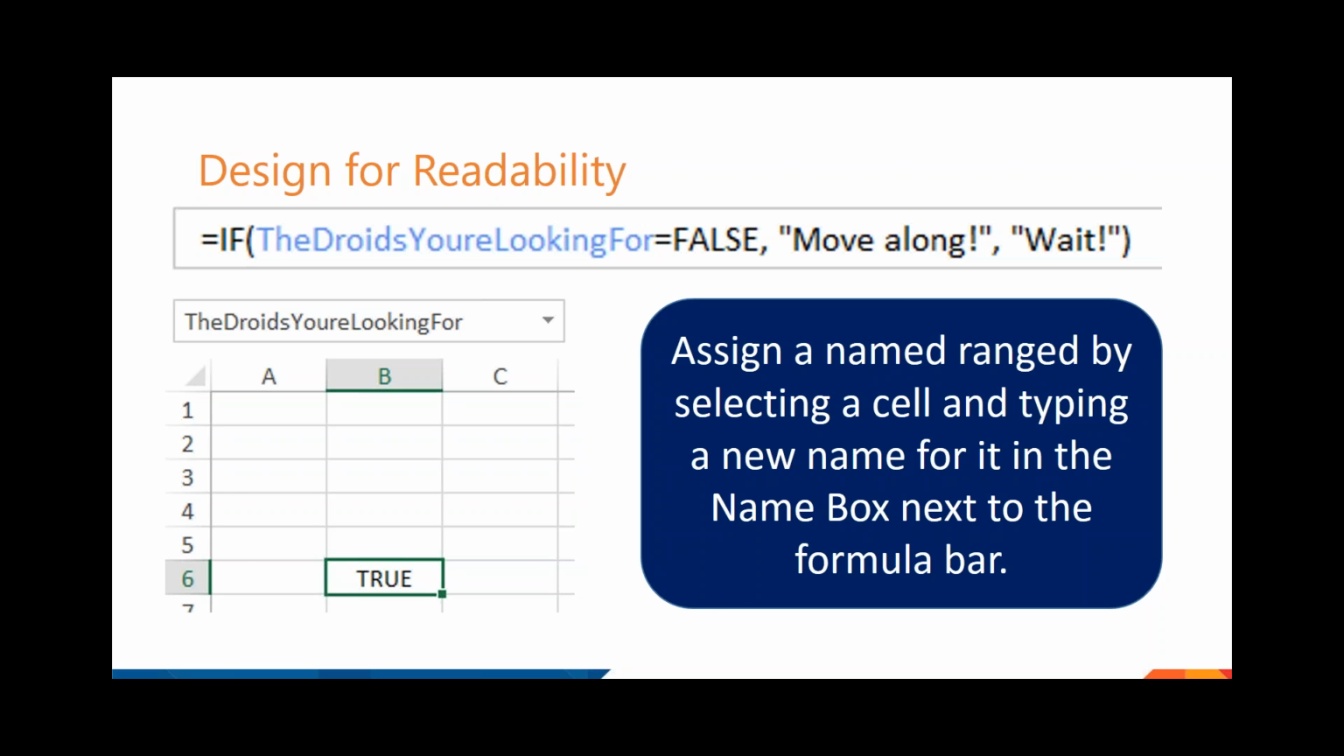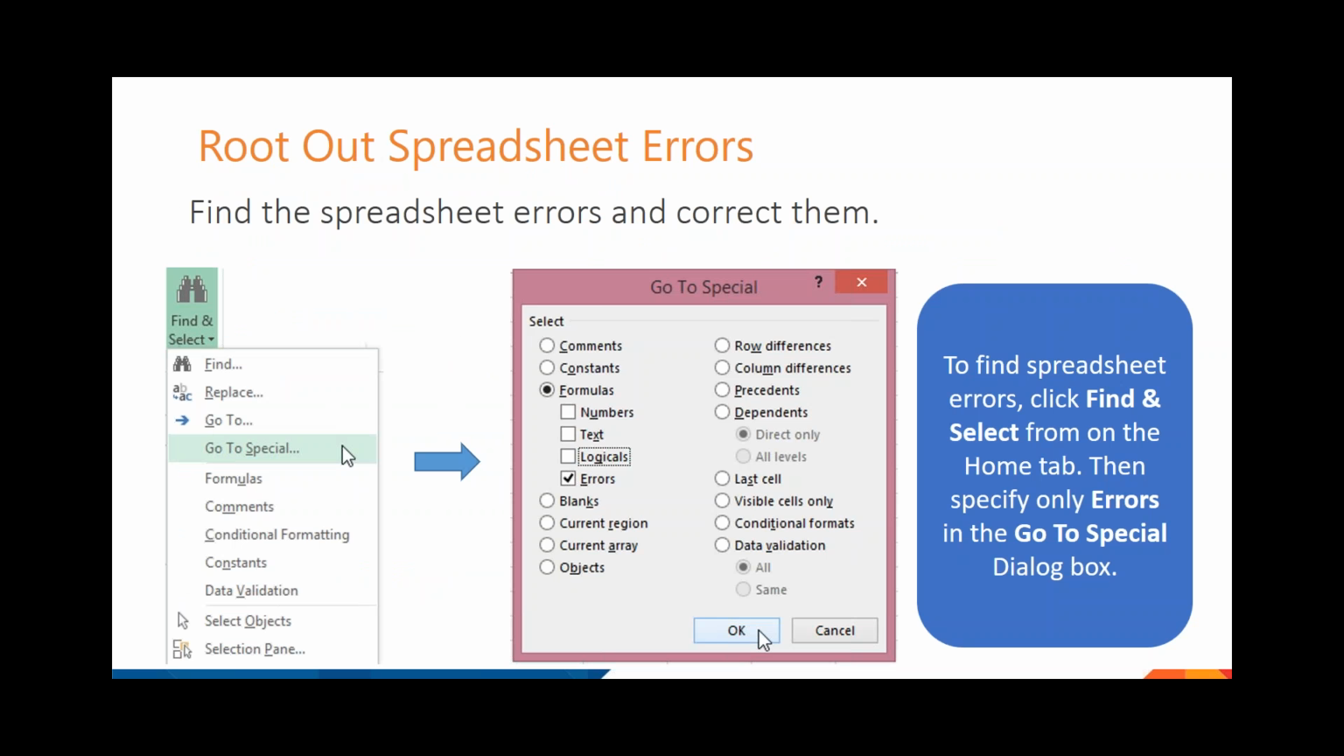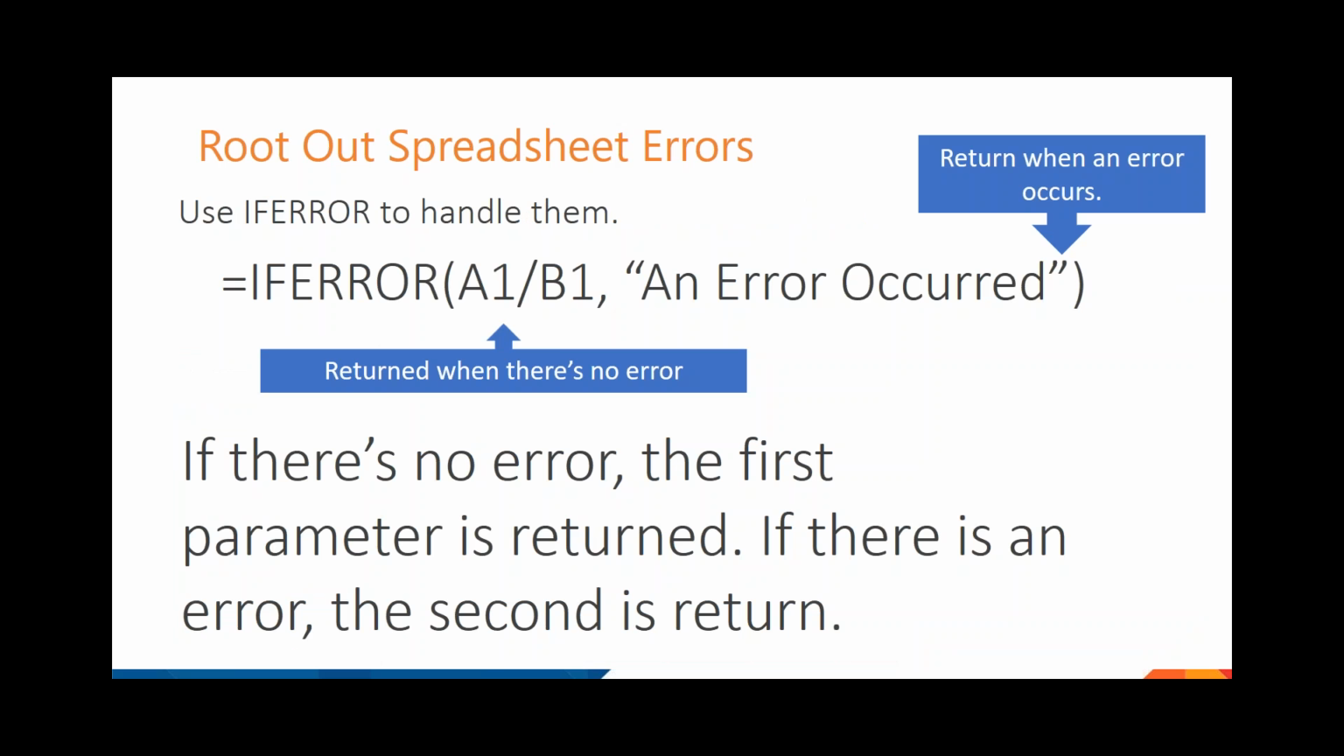Okay, so the next part of this is rooting out spreadsheet errors. Sometimes you don't really know where they are, so if you are looking for them, you can go to Find and Select and click Go to Special, select Formulas and select Errors and hit OK. That's going to highlight all the ones in the sheet. Now, once you know where they are, the real question is, what do you do with them?